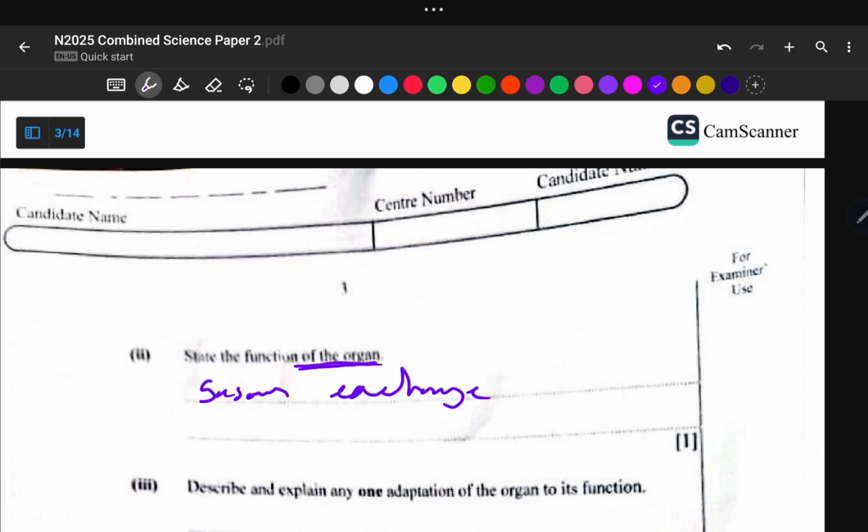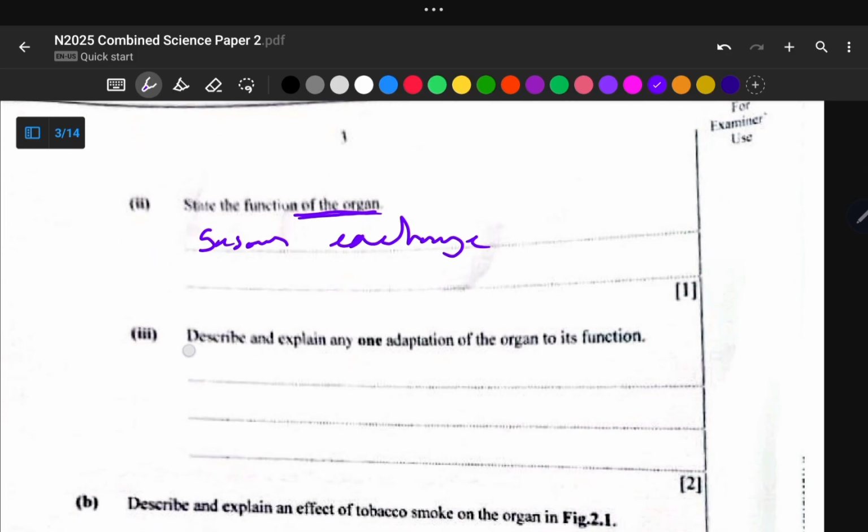So you should appreciate the structure. You should know how to label these structures and give the general function, and also try to understand how these structures are adapted to their function. How is the alveolus adapted to its function? How are the bronchi adapted to their function? How is the trachea adapted to its function? Right? You should understand the general adaptations of these structures or organs to their function, right? All right. And then we now move on to the next part. Describe and explain one adaptation of the organ to its function. Describe and explain how this organ is adapted to its function.